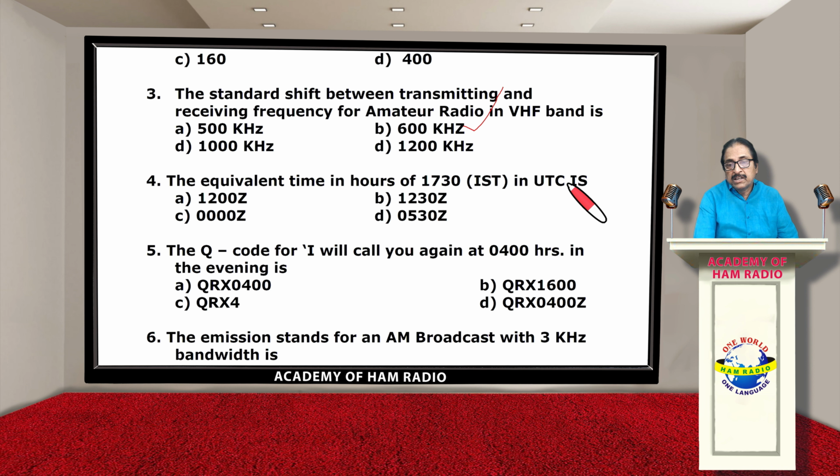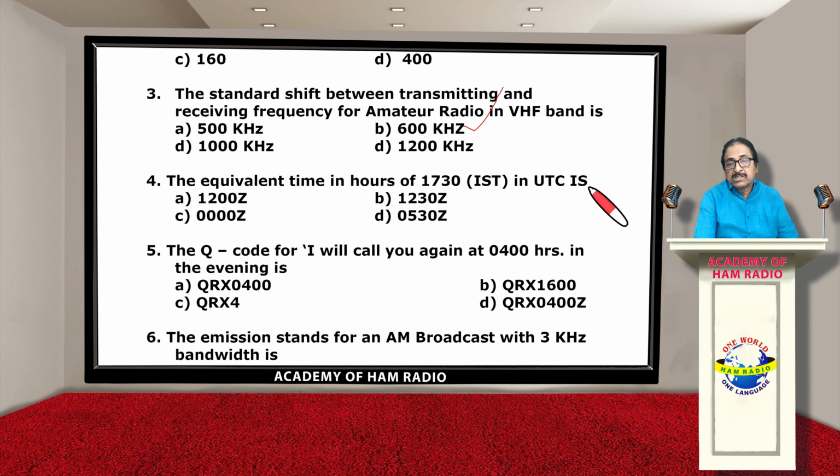The amateur radio band in VHF is 144 megahertz to 146 megahertz. So both these transmitting and receiving frequencies should be within this limit. So here you have to remember the standard shift between transmitting and receiving frequency for amateur radio in the VHF band is 600 kilohertz. This is the answer. Bravo is the answer.